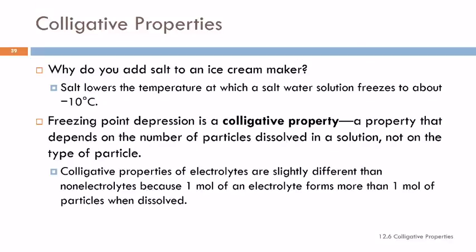Okay, colligative properties. We have to talk about this today because this is the lab we're doing. Why do you add salt to an ice cream maker? Lower the freezing temperature. Lower the temperature of the ice. If you try to make ice cream in an old-fashioned ice cream maker where you've got ice around the canister, if you don't put salt on it, the ice cream will not freeze no matter how much ice you put in there. Adding the salt lowers the freezing point of the ice and makes the ice colder.